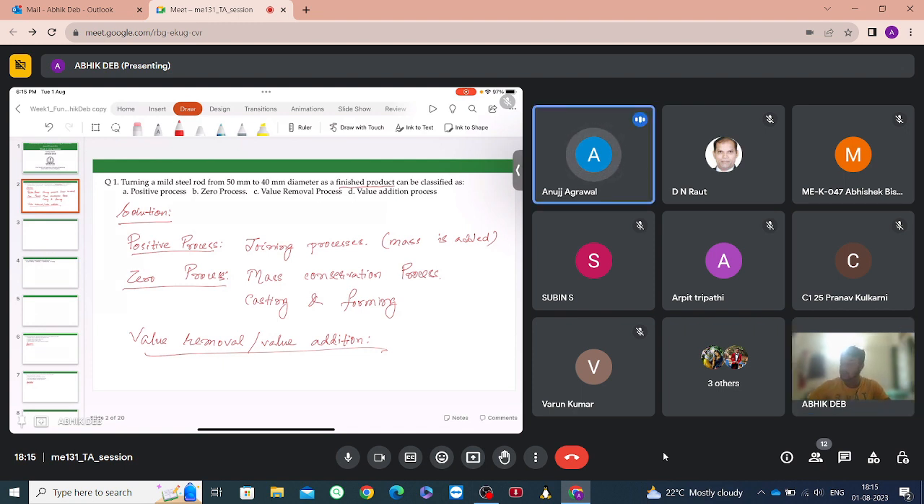Sir, please give an example of a negative process and a value removal process. Okay, so you can think, suppose there is abrasion. It is not necessarily that a process will be desired. Suppose you have made a product and that product is undergoing abrasion or wear when we are using it. When it is wearing, its value is getting reduced, like its surface finish is getting deteriorated day by day. Or suppose you have made a bearing, you know bearing, right?